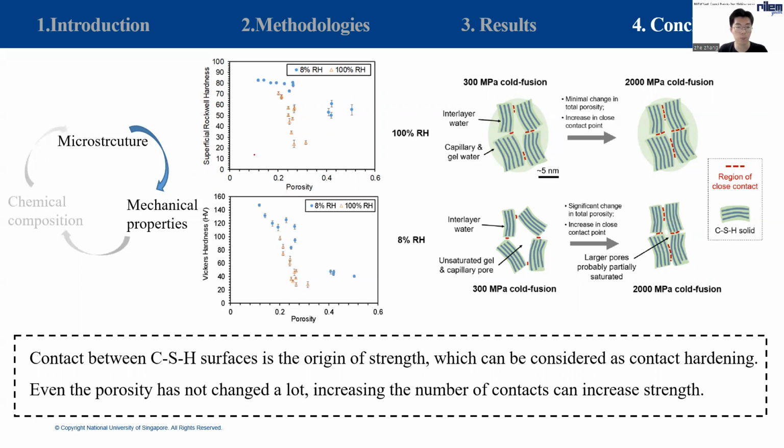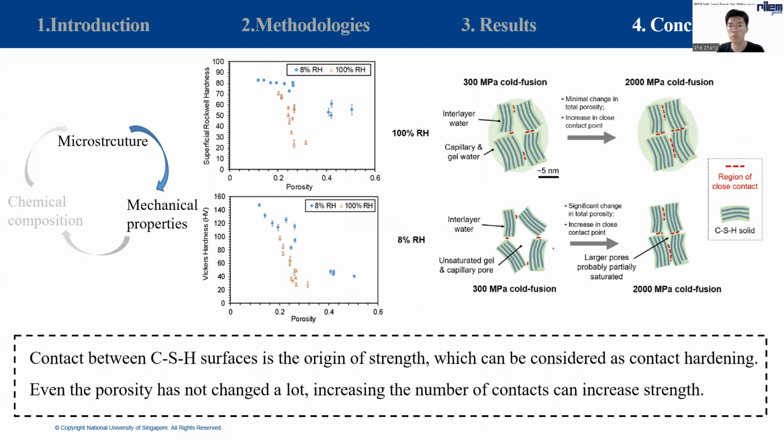As for the samples cured in 100% RH condition, the change of porosity is not much from lower to higher compacting pressure, but the change of hardness is significant, which means that apart from porosity, there should be another important factor dominating the strength. We propose that this is the contact area between CSH surfaces.